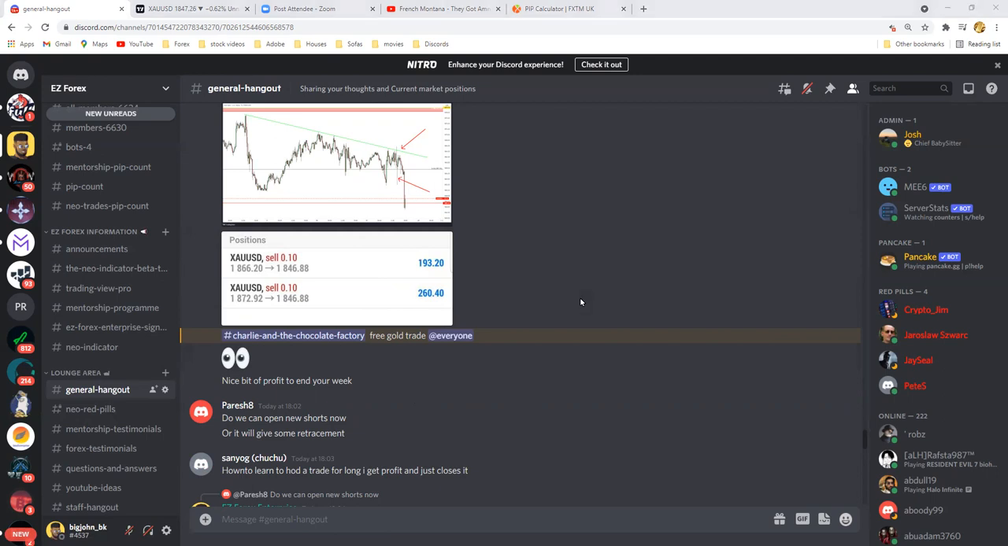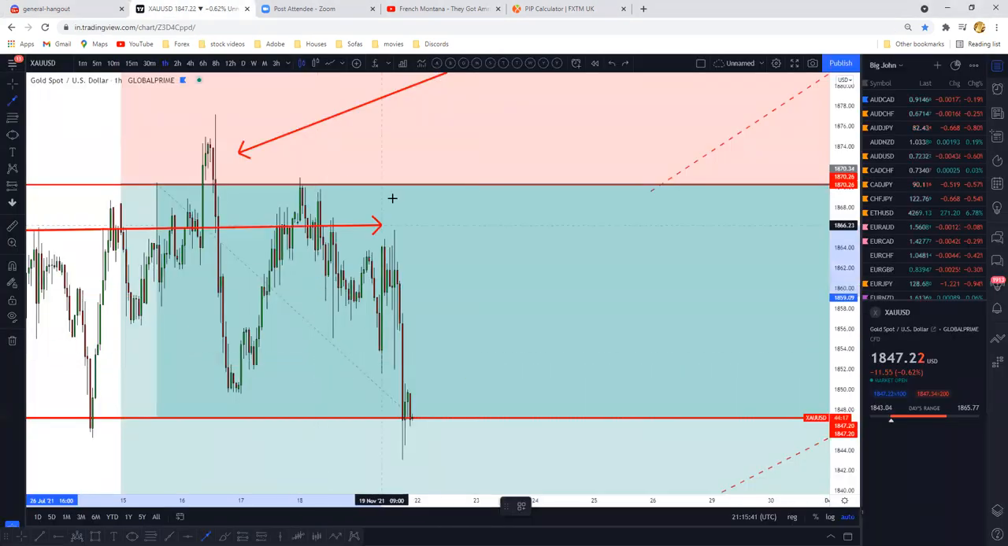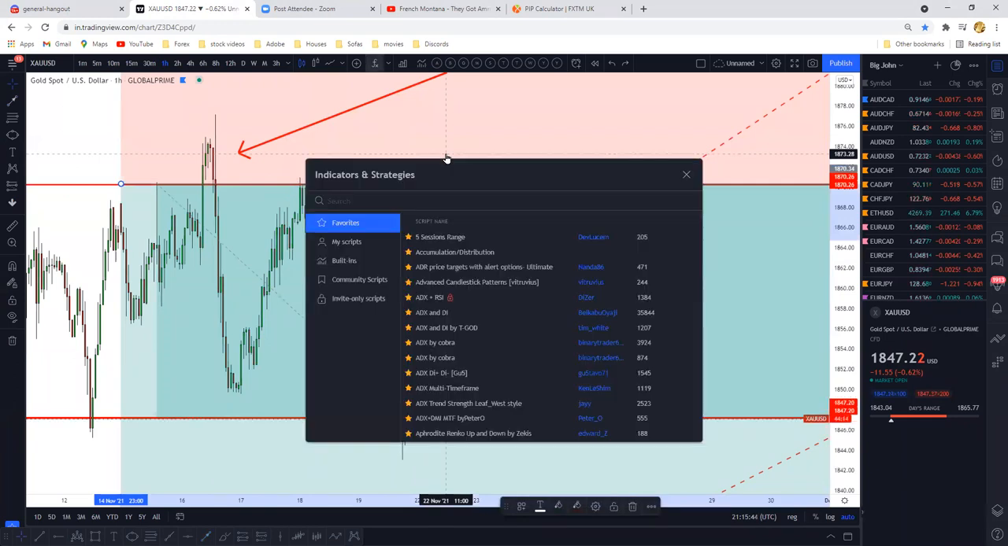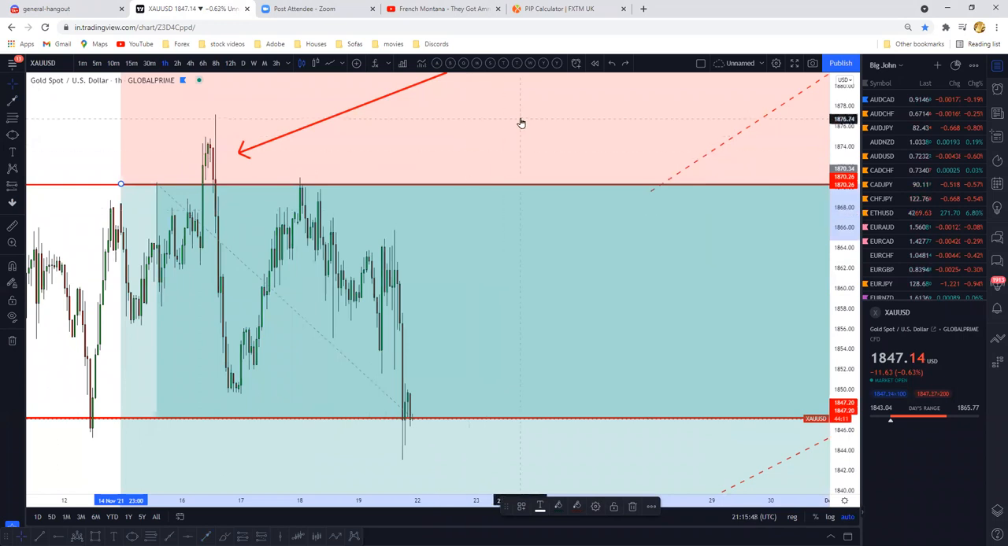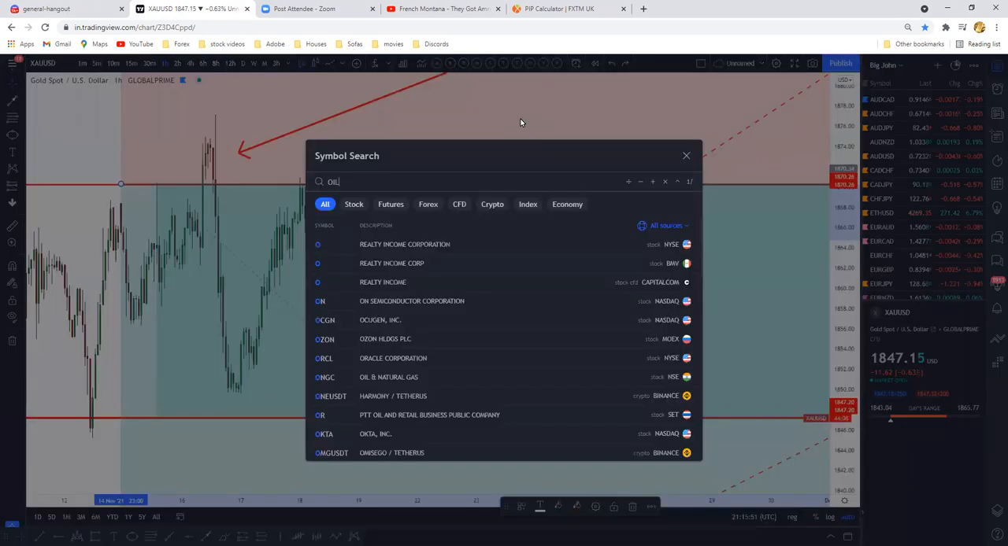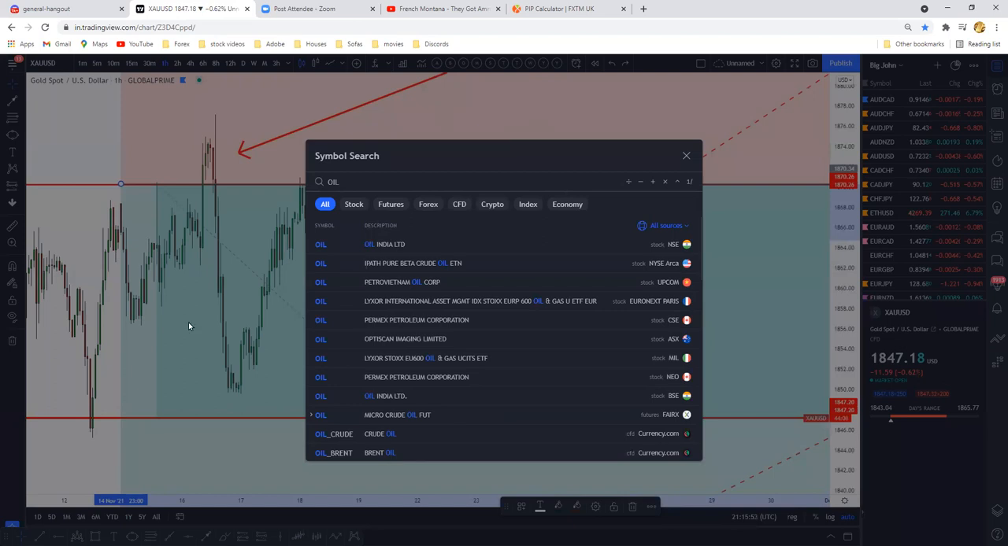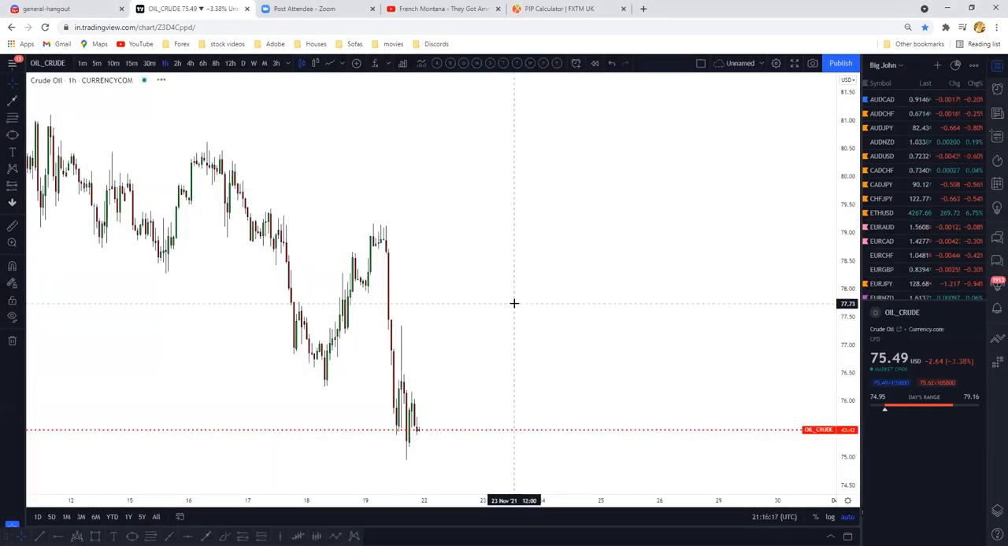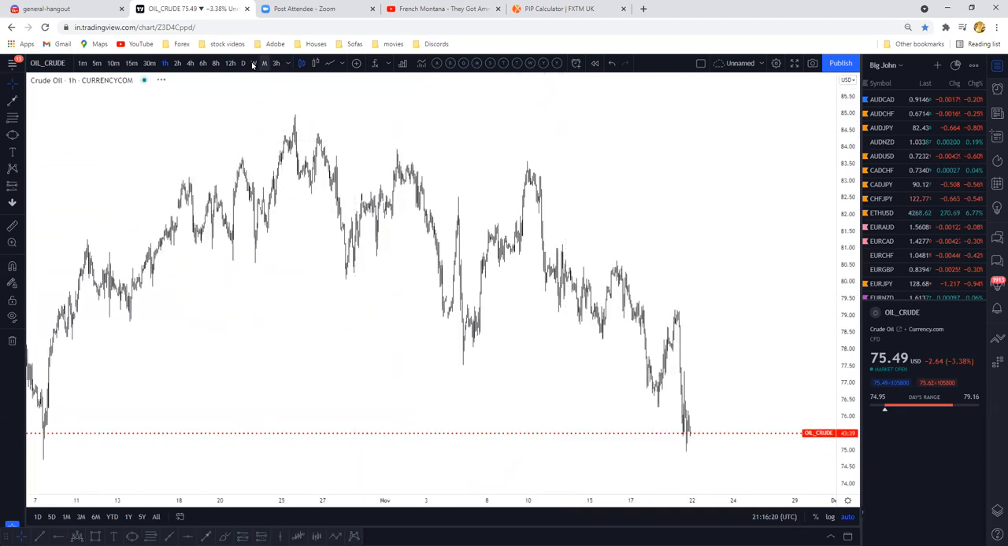All right, US oil. It's written oil. Okay, oil. All right, let me check that. Give me a second. Let's just do this. So oil, that's what we're going to do. So, where are we? So is it this one here? Which one is it? Is it this one here? Oil crude? Let's go to the daily chart.